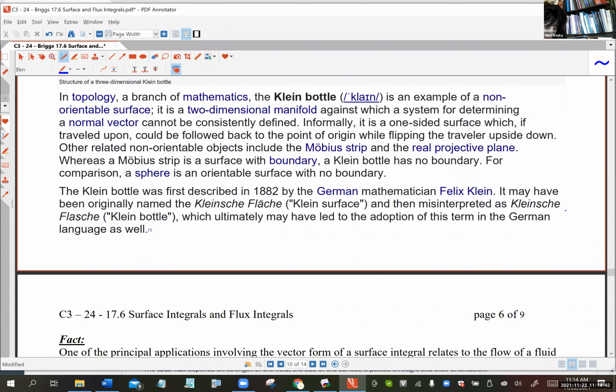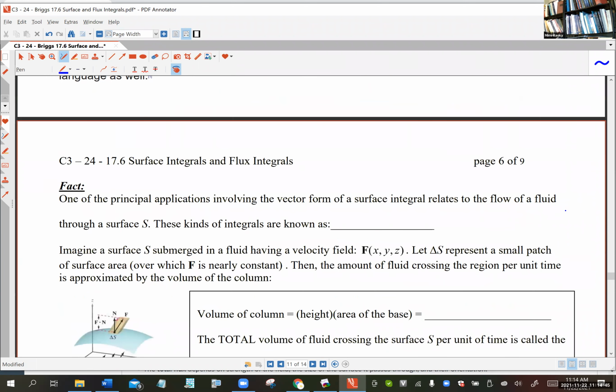The non-orientable surface. We won't be dealing with Klein bottles. I'm just trying to give you a full-blown education in this class. All right, full-blown education, so you know everything. That's right.